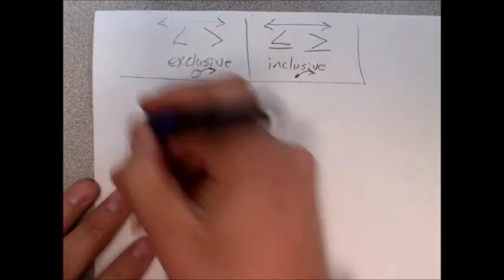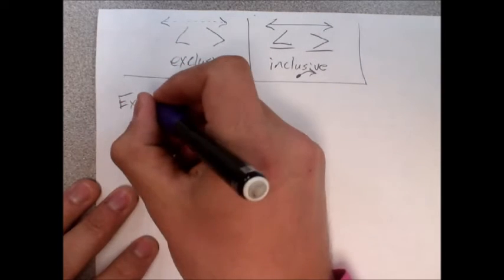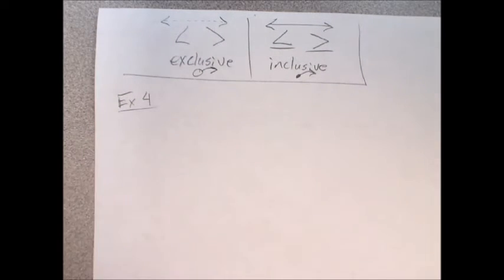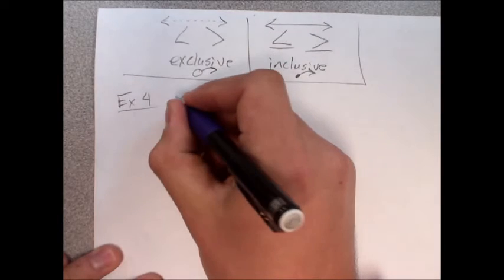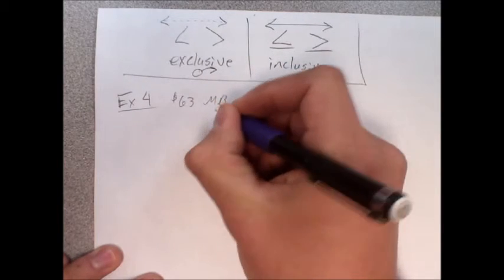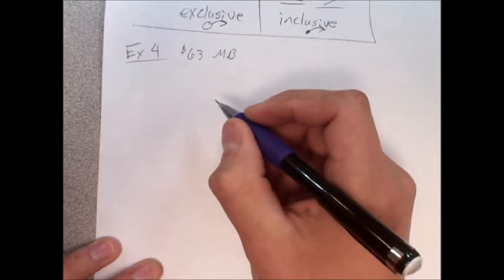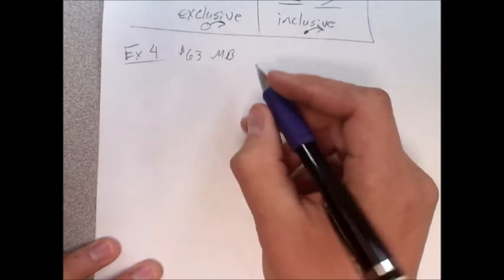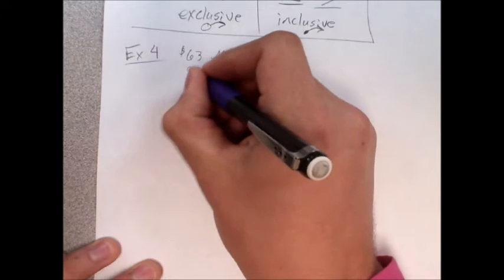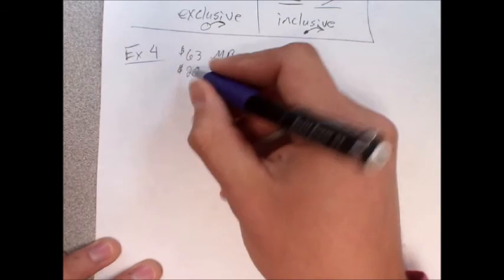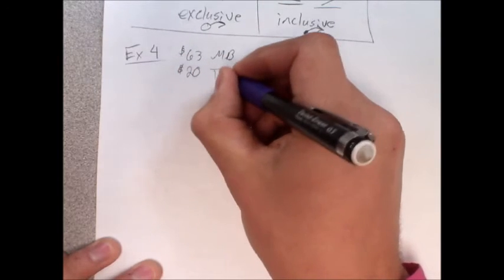Alright, so this is where you start actually seeing these. And these can get really interesting in marketing because you can look at profit margins and all kinds of interesting stuff. So example 4 talks about ticket prices. Ticket prices for a Major League Baseball game are $63 for the main box. I'm just writing little notes here. For a main box seat, and $20 for the tier reserved seat. So tier reserved.